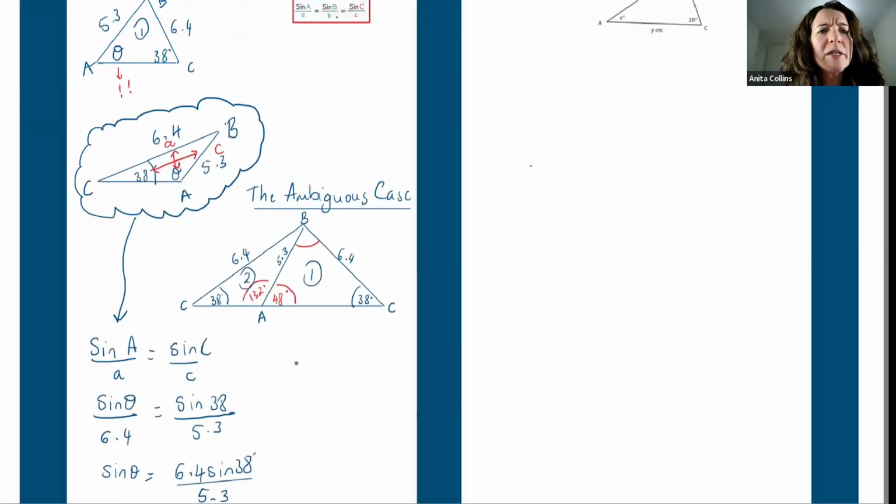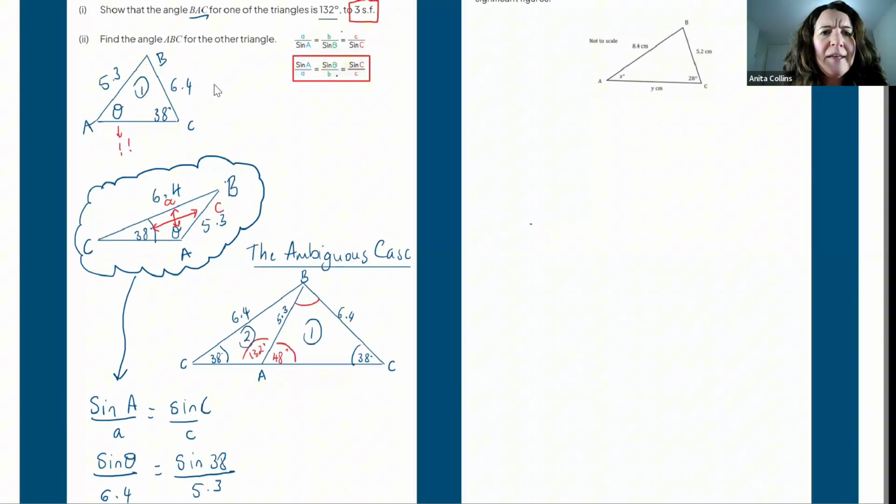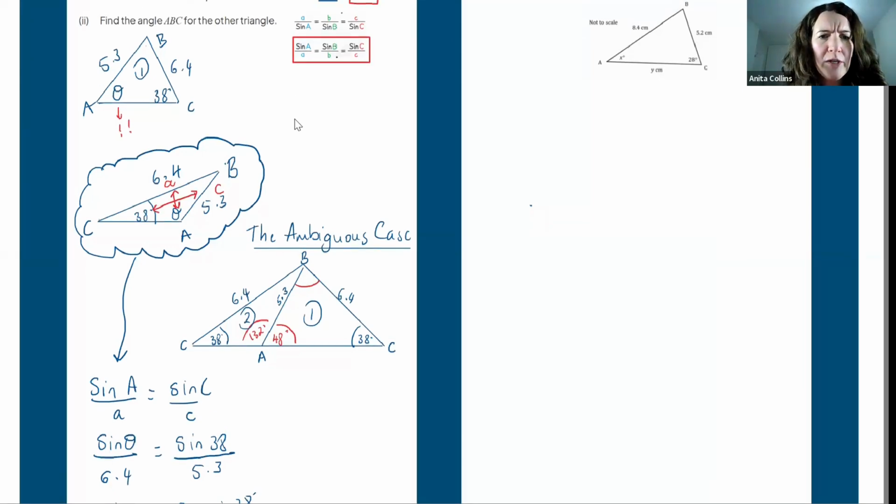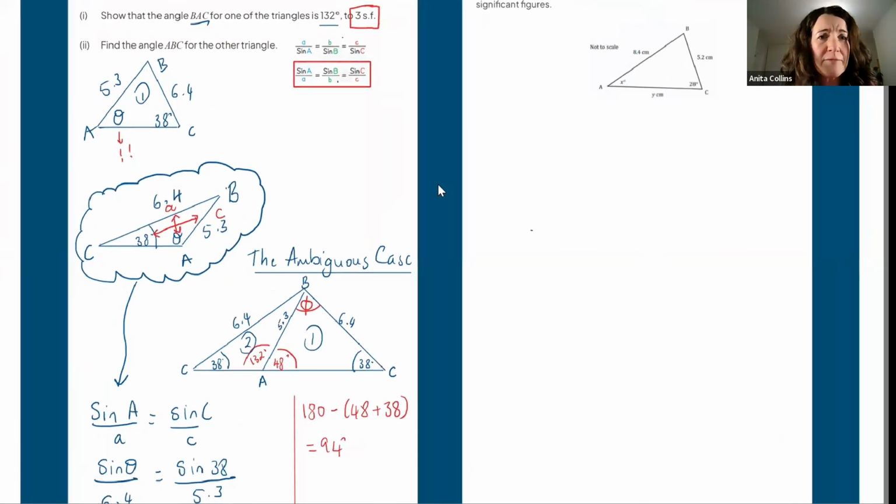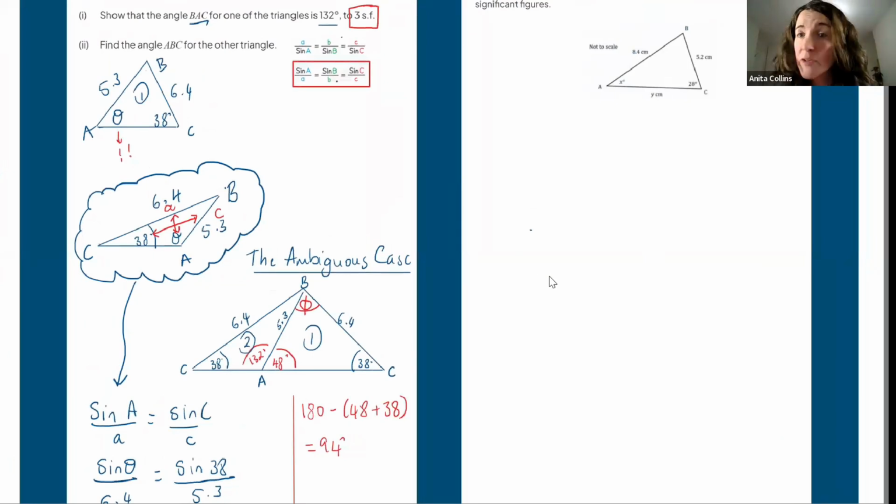What's the second part of the question then? Find the angle ABC for the other triangle. Now, which is the other triangle? We've just found this 132 degrees. So it looks like we've been working on triangle number 2 here, and they want us to find ABC. This is the angle up here they're trying to get us to find. We'll call that phi. Oh, look, it's just a triangle. I can just do 180 minus 48 plus 38 is equal to 94 degrees. Any rounding I need to think about? It just says find the angle ABC. It doesn't say anything about rounding, so I think I'm good.